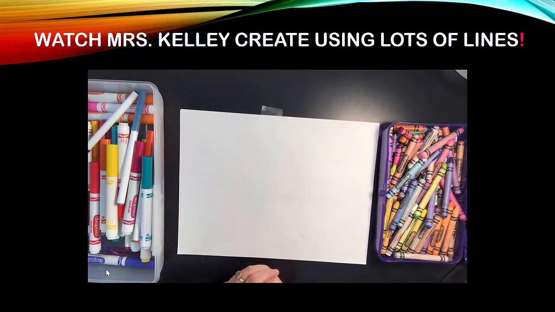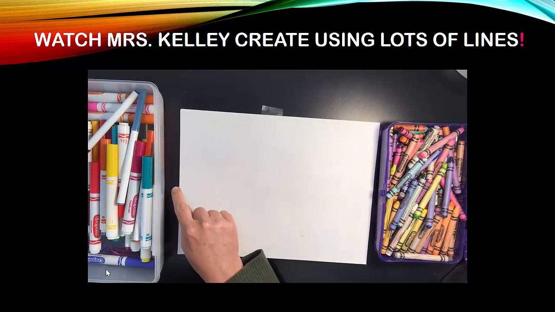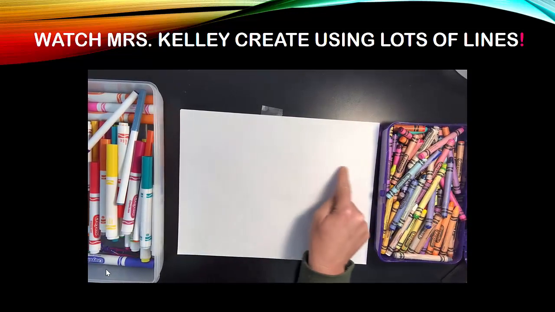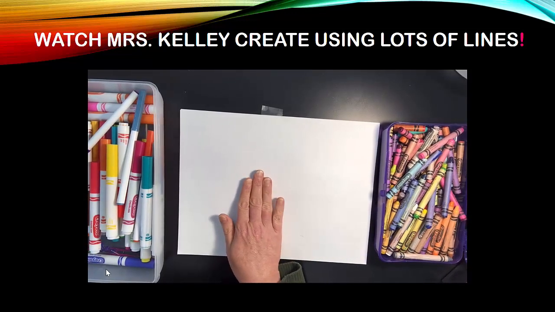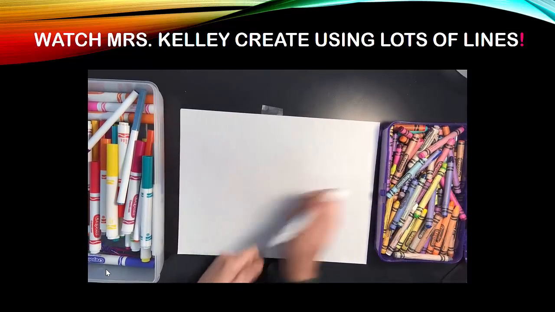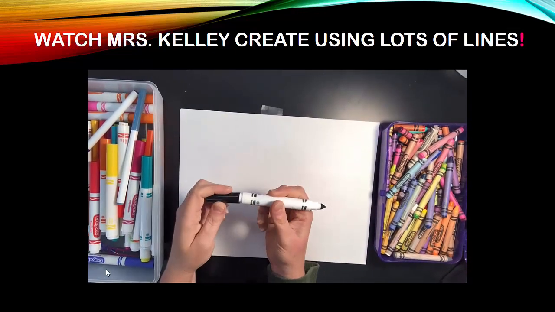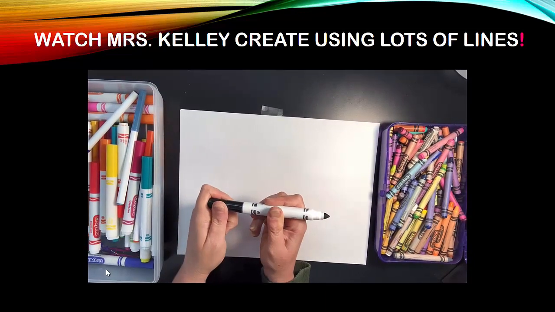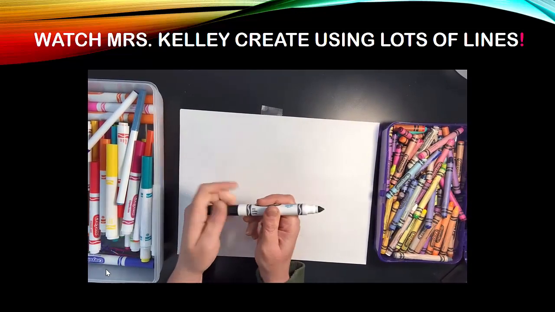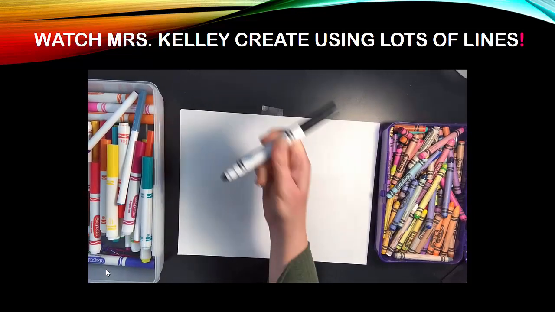The first thing I want to teach you is that when we're making lines today, we're going to make lines going all the way across our paper. We're not going to stop in the middle. So I'm going to take the cap off of my black marker and I'm going to put it right at the end of the marker like this so I don't lose my cap. This is always a good practice to get into so you don't lose your caps, just like that.